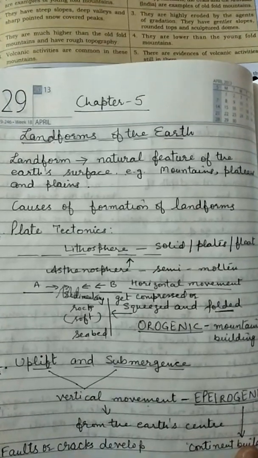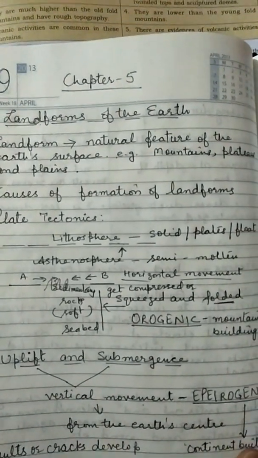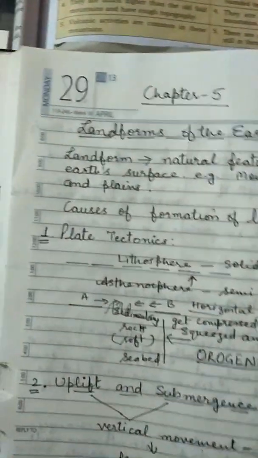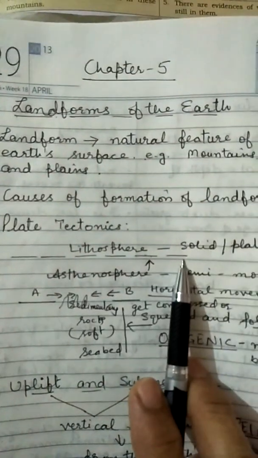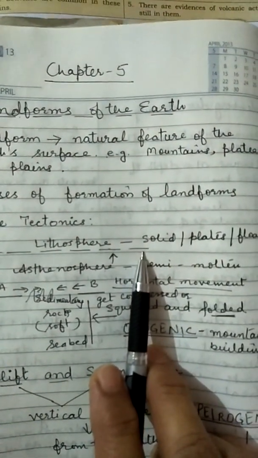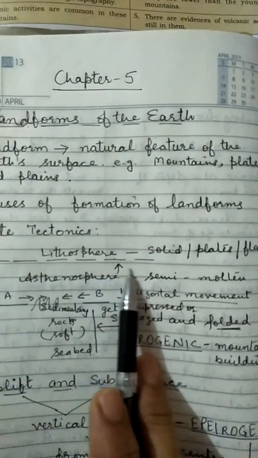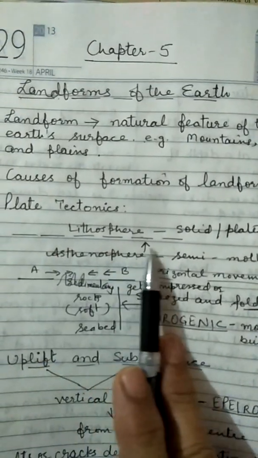The first cause is plate tectonics. I'll explain it here. You can see this is, for example, the surface of the earth. Now this surface of the earth is broken into a number of plates. The lithosphere is broken into a number of plates.